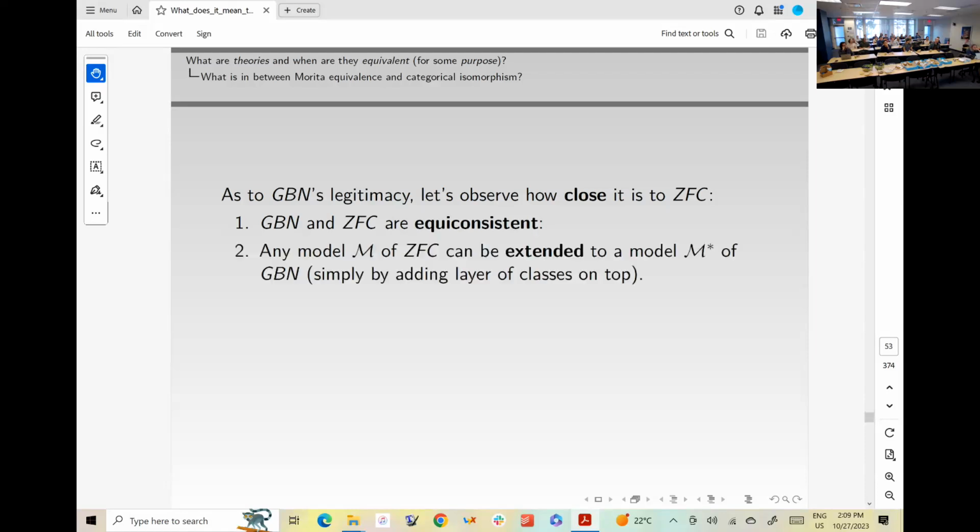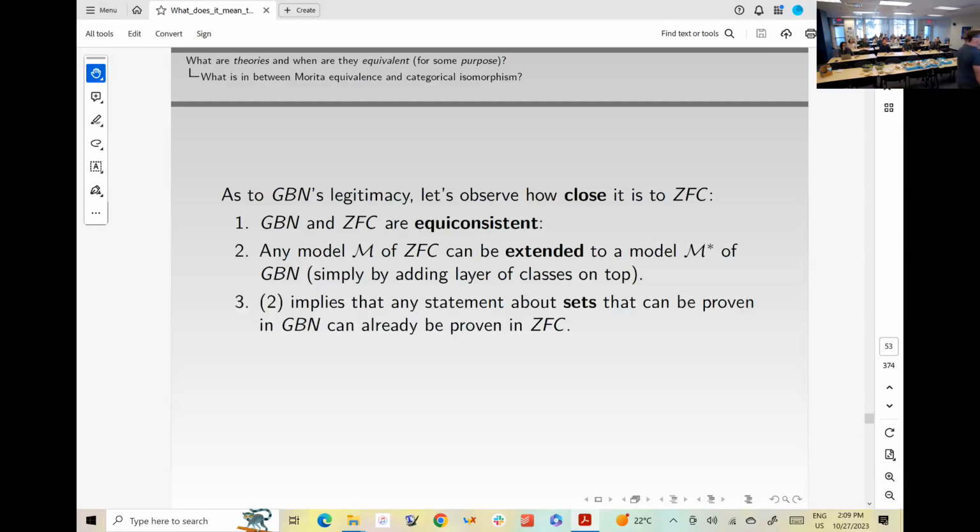The next thing we know is that any model M of ZFC can be extended to a model M star of the class theory simply by adding the classes on top. I'm relying on the fact that if you've got this, then you can just pop those classes up. Now this has a nice little corollary. It tells me that any statement about sets that can be proven in the big theory can already be proven in ZFC. So it's not proving anything new. This is what we call a conservative extension of ZFC.